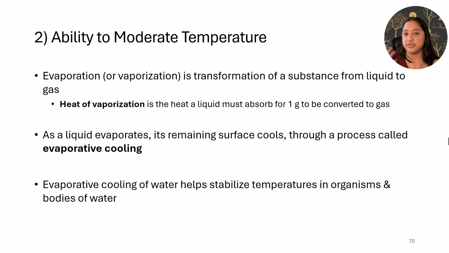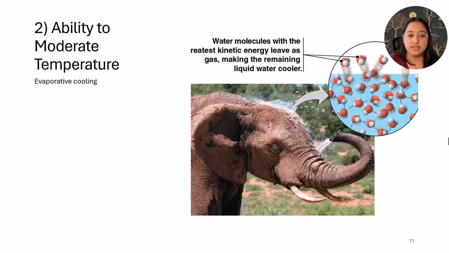That's also useful for us because we sweat, right? Mammals sweat. So when you produce sweat, water forms, and then when it evaporates off of your skin, it's taking some heat with it. So the remaining surface feels cooler, and that evaporative cooling helps regulate our temperatures, right? So evaporative cooling of water also helps stabilize temperatures in organisms and in bodies of water. Here's an example of an elephant trying to cool itself down, spraying water on itself, because then the water molecules can evaporate and take some of that energy with them.